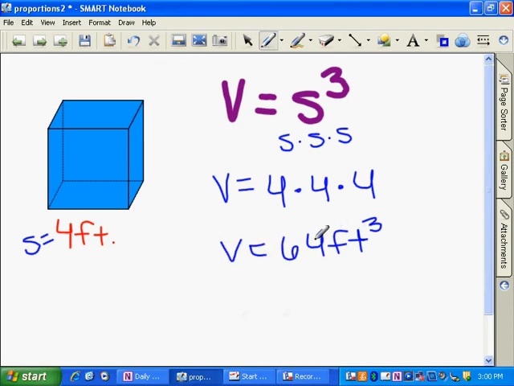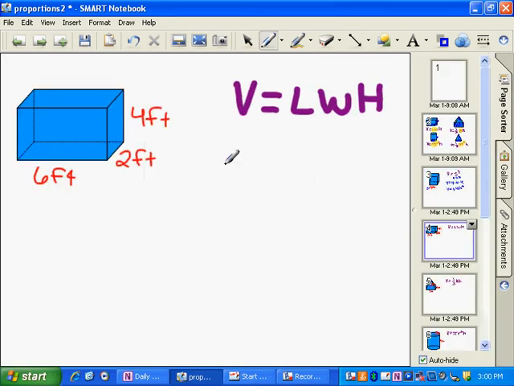So you want to make sure that you cube your unit. That means that you have a cube. If it's 4 feet by 4 feet by 4 feet, that's 64 cubes that are 1 foot by 1 foot by 1 foot that would fit inside this cube. Okay? Here is a prism.